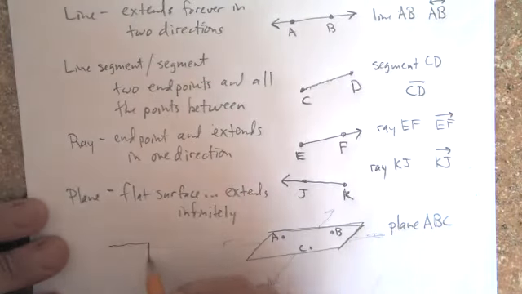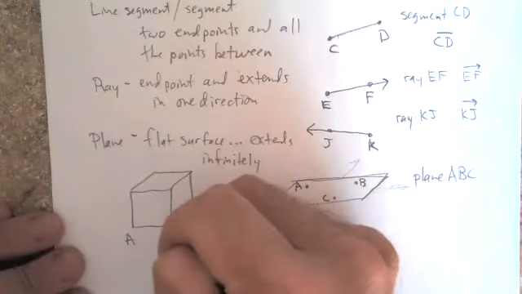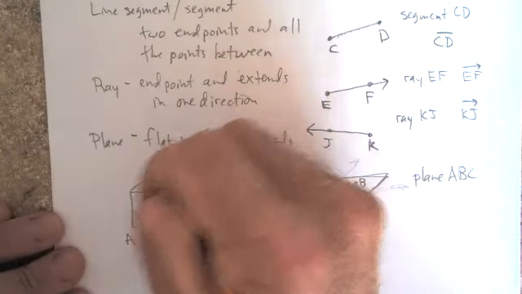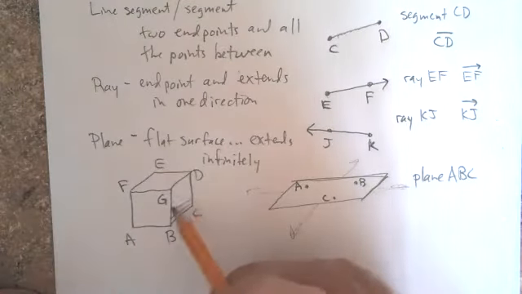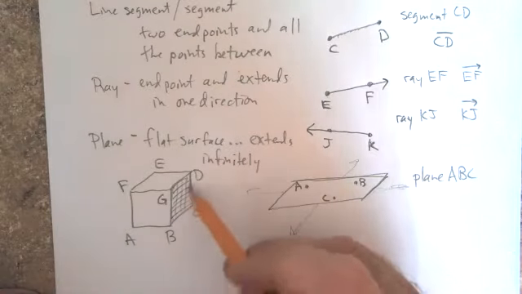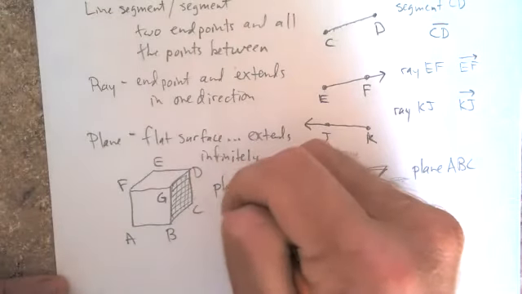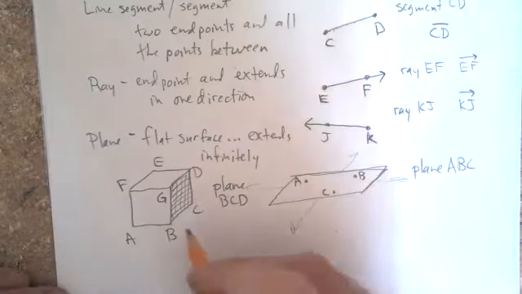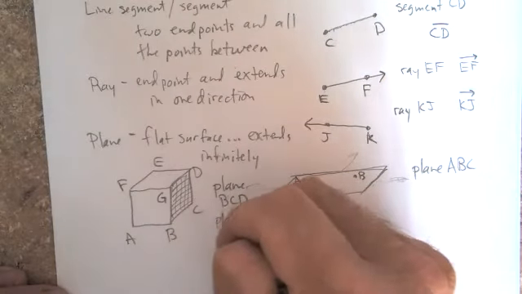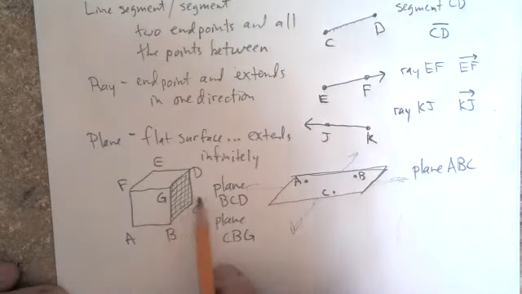Quick example on that, say we draw a cube like this. A, B, C, D, E, F, G. Okay, what would I name this plane over here? This face here. Well, you just need 3 points that are on it. I could say BCD. I could also call it plane CBG. There are many different names. I just need to say 3 points, but you can see as long as I name 3 points, then it's clear that I'm talking about this plane here.